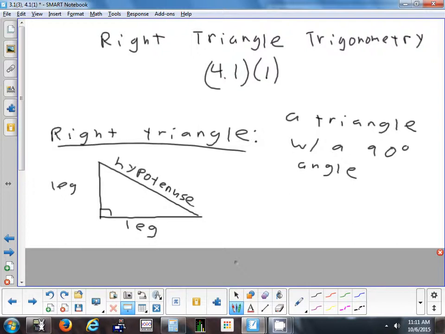First, just review a few terms about right triangles. A right triangle is any triangle that has a 90-degree angle. The side across from the 90-degree angle, that's the hypotenuse, okay, or the longer side. The 2 shorter sides, those are your legs.